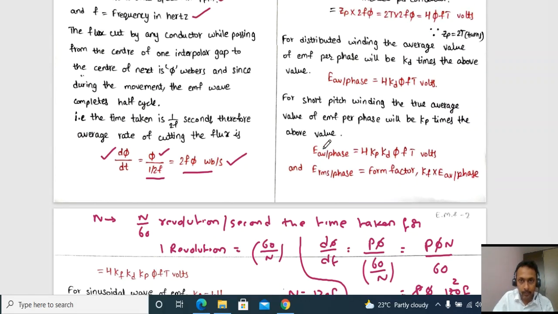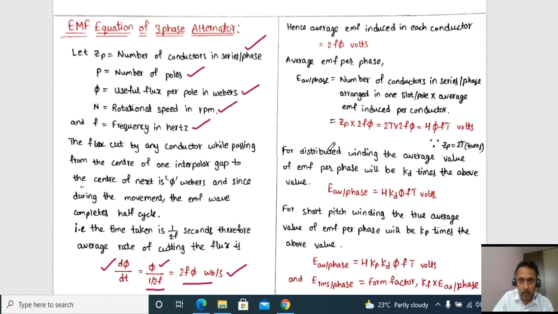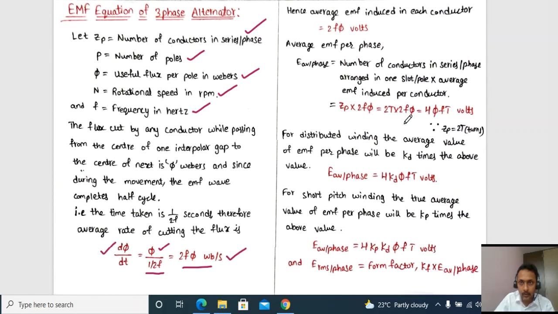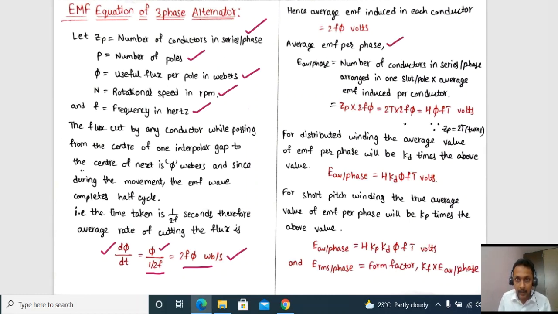So this is the induced voltage in each conductor. Now the average EMF per phase is to be multiplied by the number of conductors. Zp indicates the number of conductors in series per phase. So it is Zp times 2f phi.